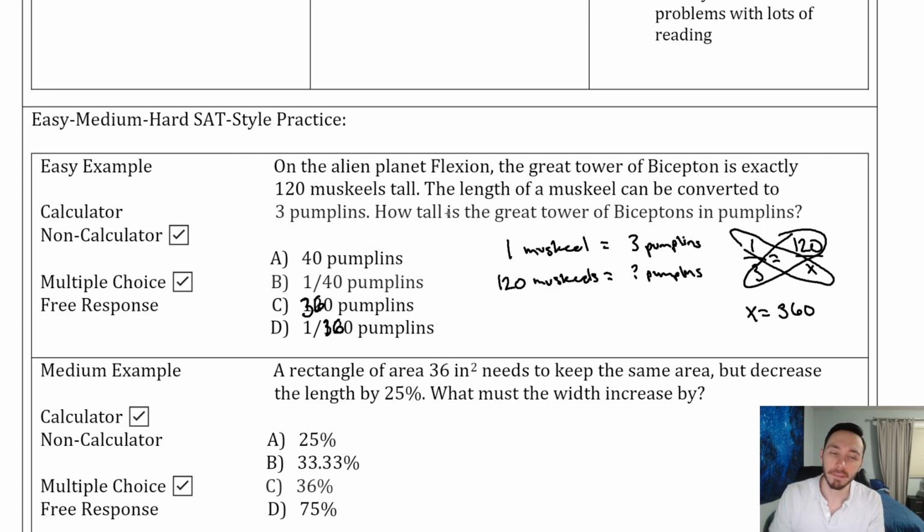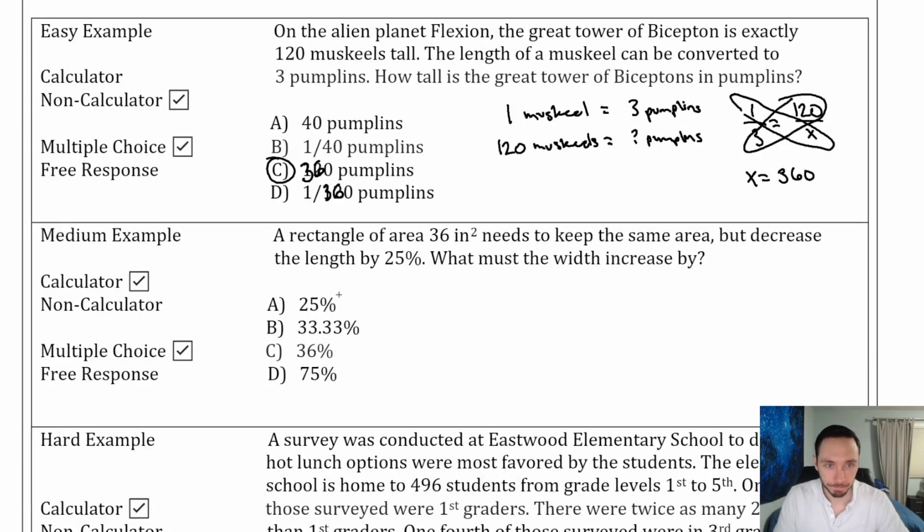And you can see I miswrote this, but I'll fix it when I upload the document. Looks like my choice here is C. So what were the other distractors? If you set up that ratio wrong, if you did 120 divided by 3, you would have got 40, stuff like that.